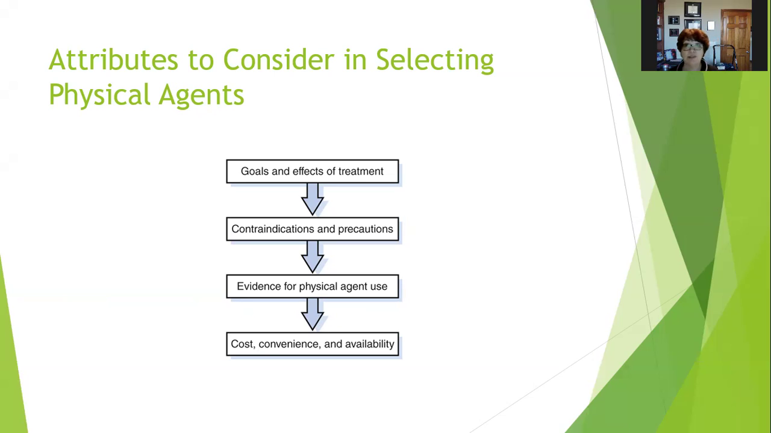And sometimes there is, and sometimes there isn't. And then cost, convenience, and availability. We want to use something that a person can benefit from. One of the things, laser light therapy has a lot of good research that supports it for a lot of different applications, but it's not usually reimbursed by insurance. So a lot of, especially private practice therapy, doesn't think it's worth the cost.